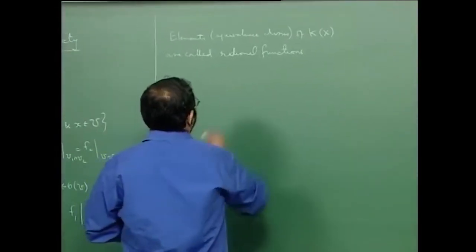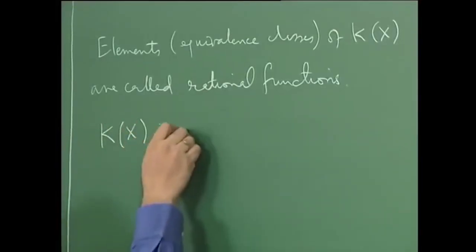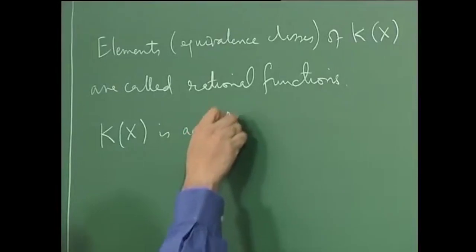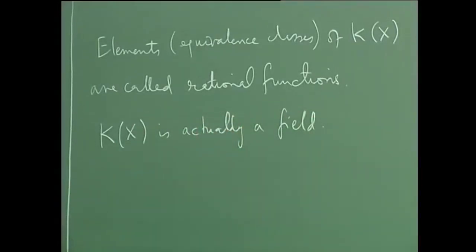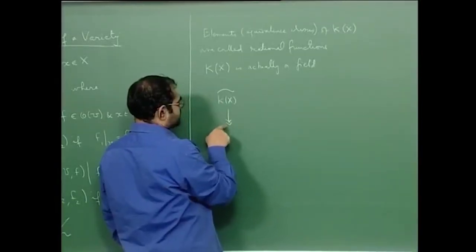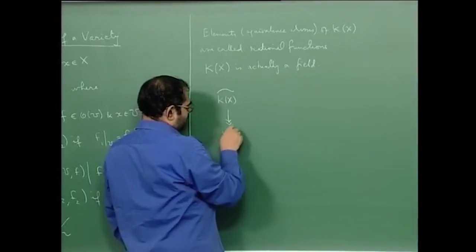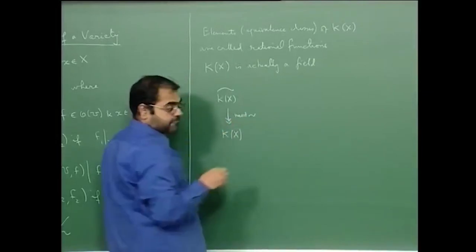And further, you see this kx is actually a field. kx is a field, and why is that so? Because you take two elements in kx. I have this map kx tilde to kx, this is a quotient map, it's a surjection, so that's why I'm putting this double arrowhead, and this is a set of equivalence classes, this is mod equivalence, okay.